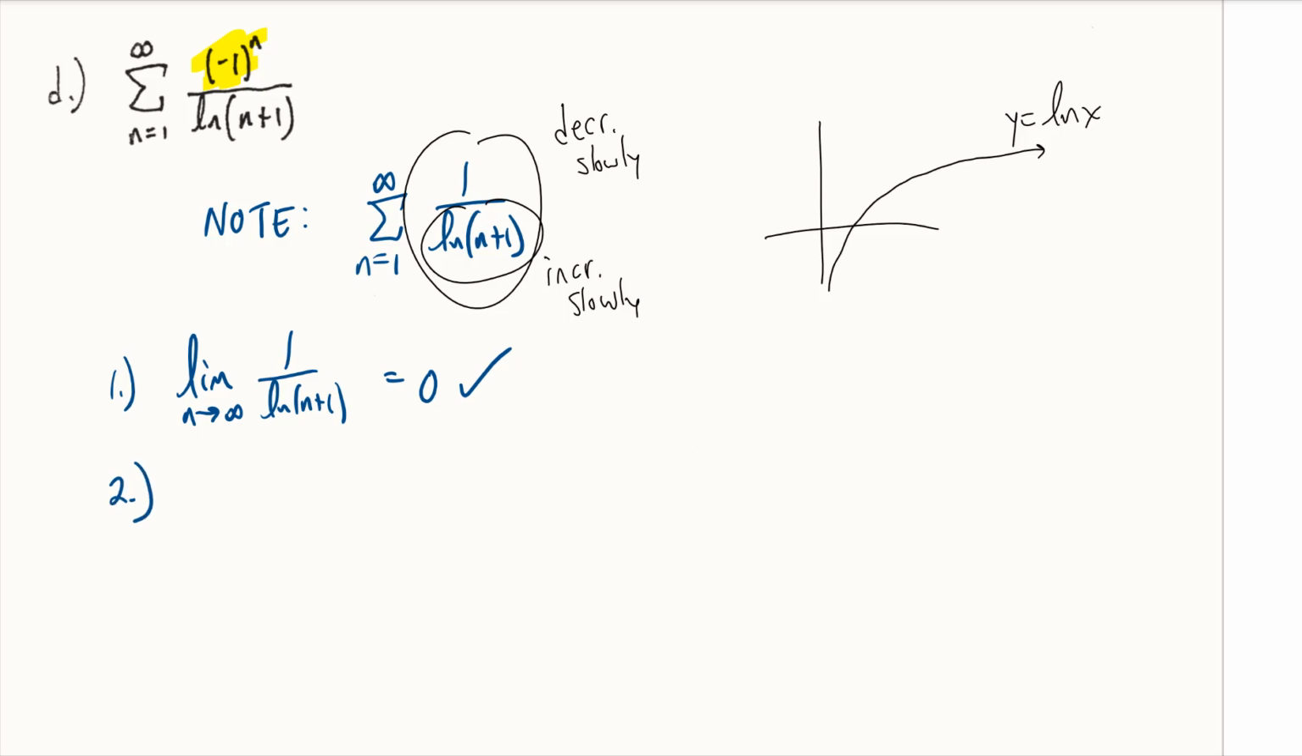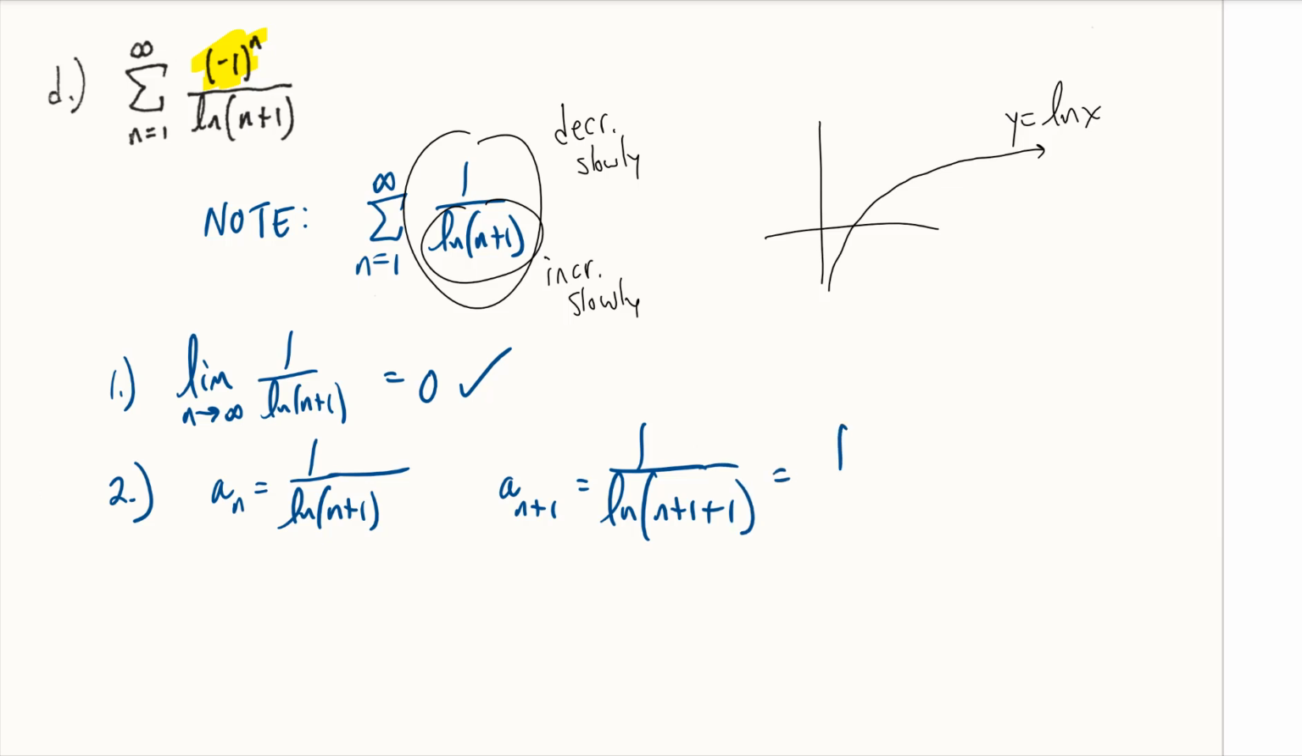Next, the nth term is 1 over natural log of n plus 1. The n plus 1 term, so the next term after the nth term, would be natural log of n plus 1 plus 1, which is 1 over natural log of n plus 2.